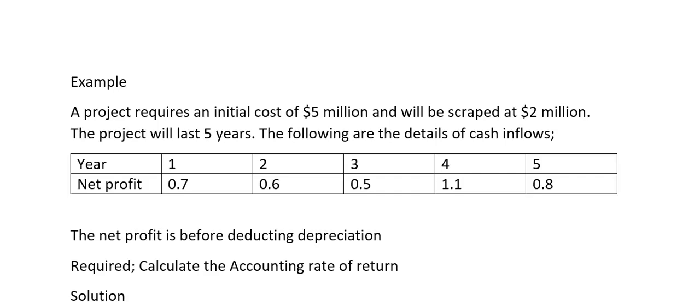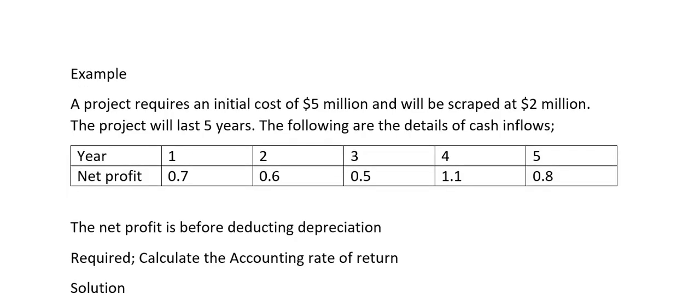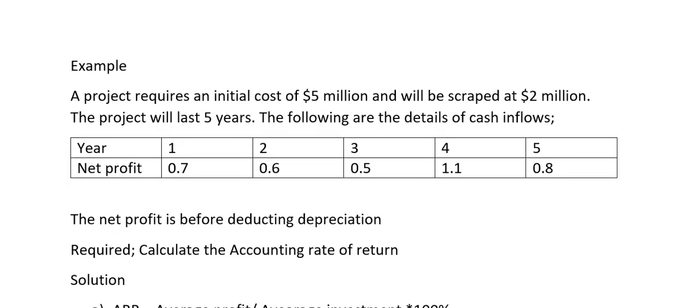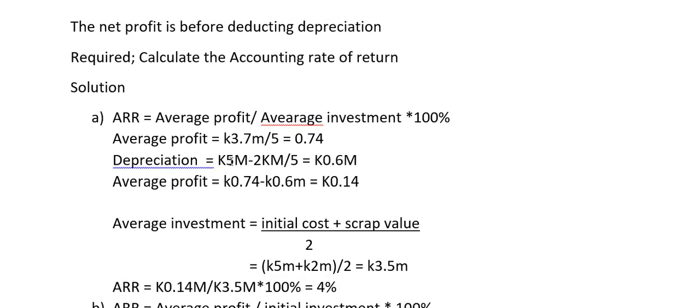From our financial accounting background, we learned that depreciation is cost minus scrap value divided by number of years. So cost is 5 million minus scrap value 2, which is 3, divided by number of years, which is 5. That's how we calculate depreciation. So 3 million divided by 5 gives you 0.6 million. That's our depreciation. Of course, you can start with profit, it doesn't matter.